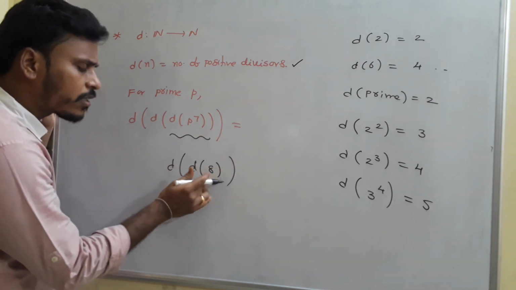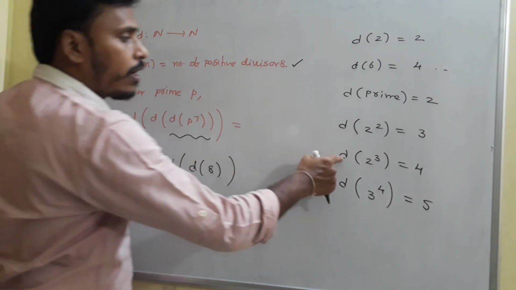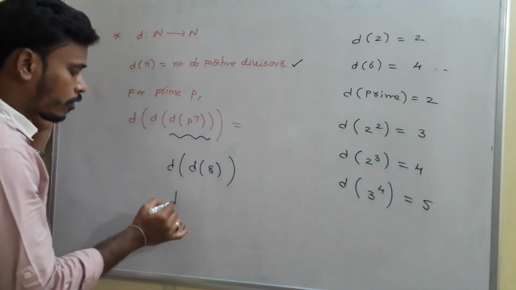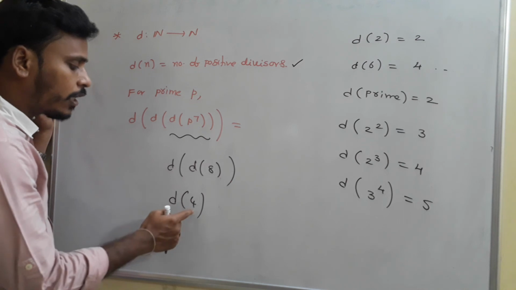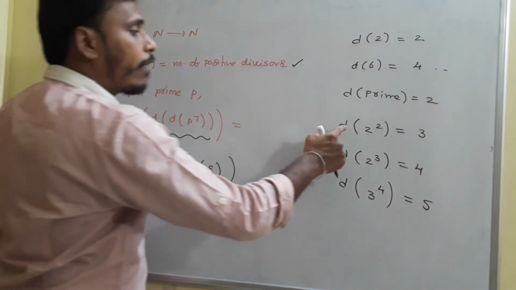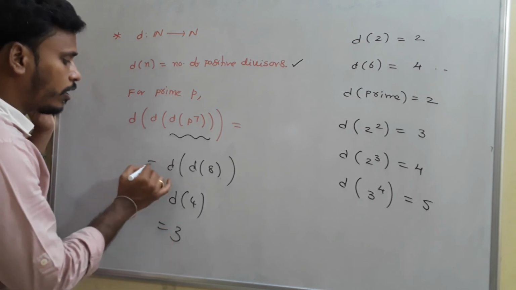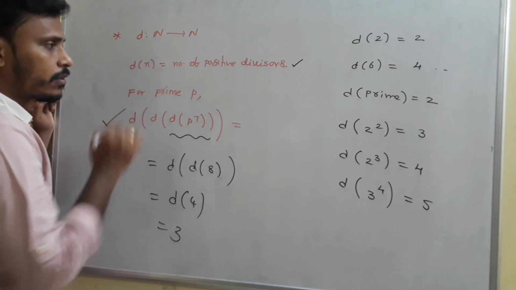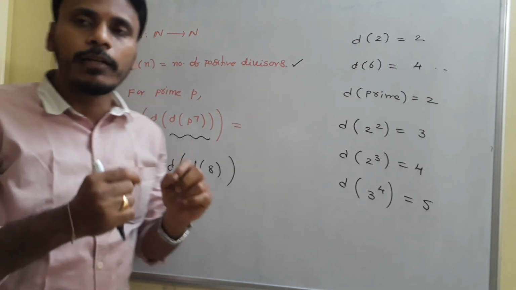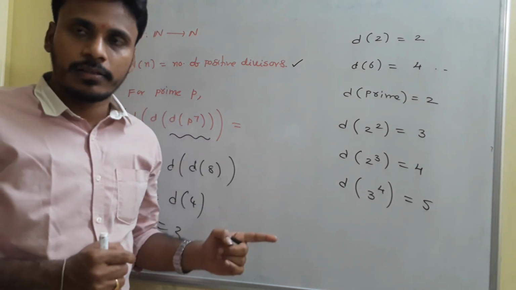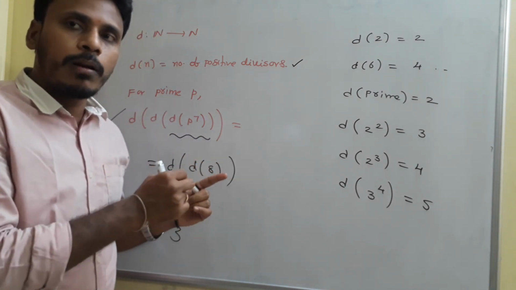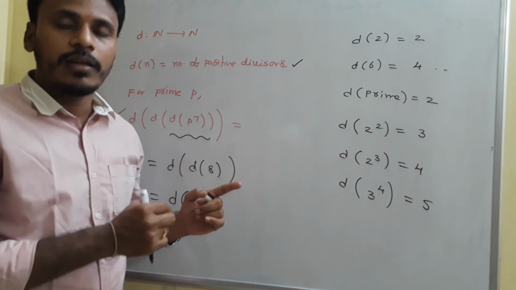And d of 8 is simply nothing but what? 2 cube, right? And for d of 8 we already found it as 4. So this is d of 4. And 4 is 2 square, right? And for d of 4 we already found it as 3. So your answer is 3 at the end. For this, you need to know a little bit of knowledge related to the number of factors. Okay, this is a problem just related to the number 3. Okay, just have a look.